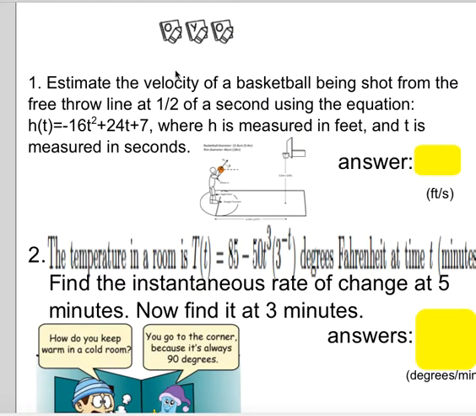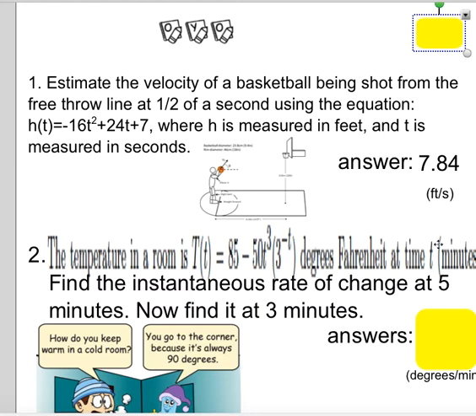So we have a couple other questions here. You can pause this, and I kind of want you to give it an answer, but you're estimating the velocity of a basketball and then the temperature in a room. And so you can pause it, and then when it's done, I'm just going to reveal the answers, and that's pretty much it. So this answer here, we have an answer of 7.84 feet per second.